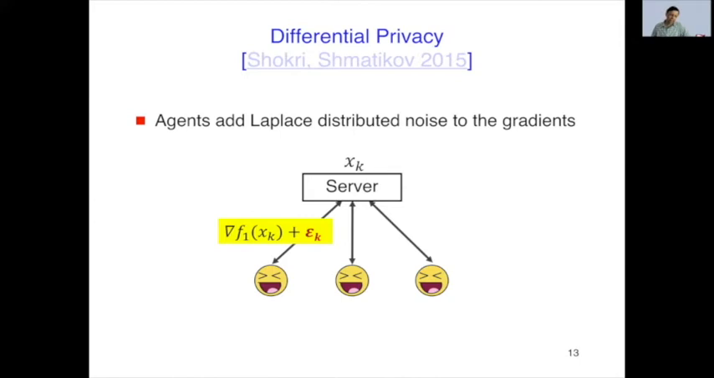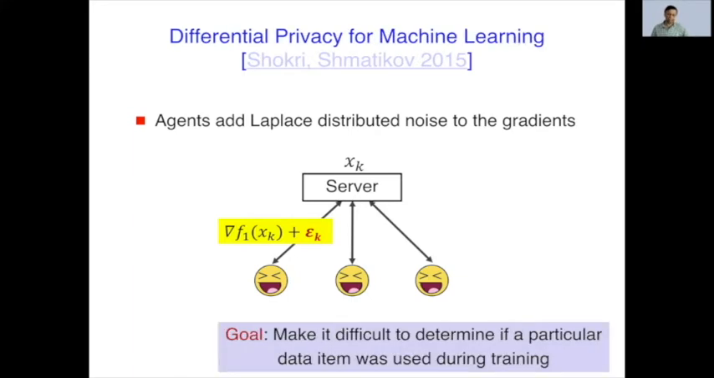And in the context of deep learning, these gradients come from the data that the agent might have. This is a gradient of the loss function. And then the question is, what are we trying to hide? What are we trying to achieve privacy of? Is the privacy of the data that is available to that particular agent.